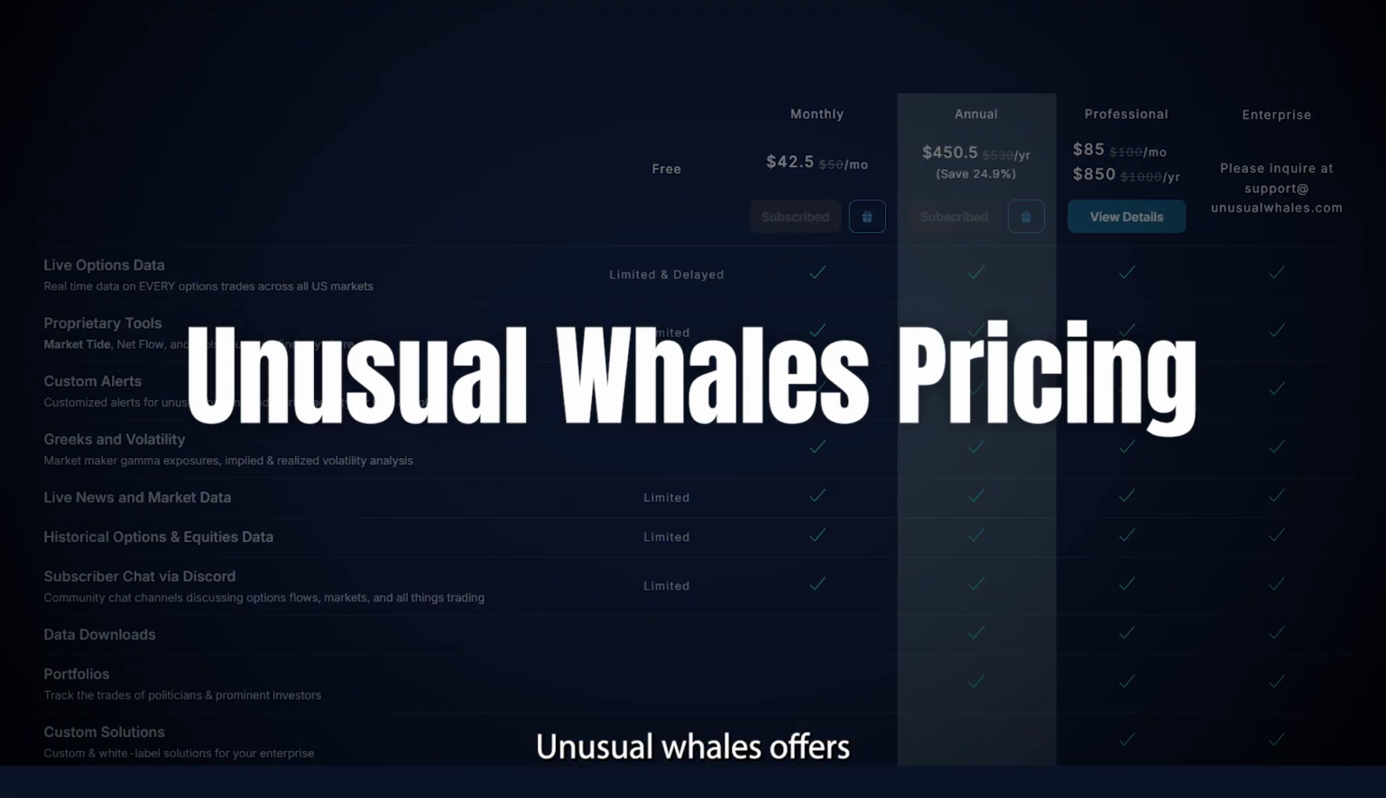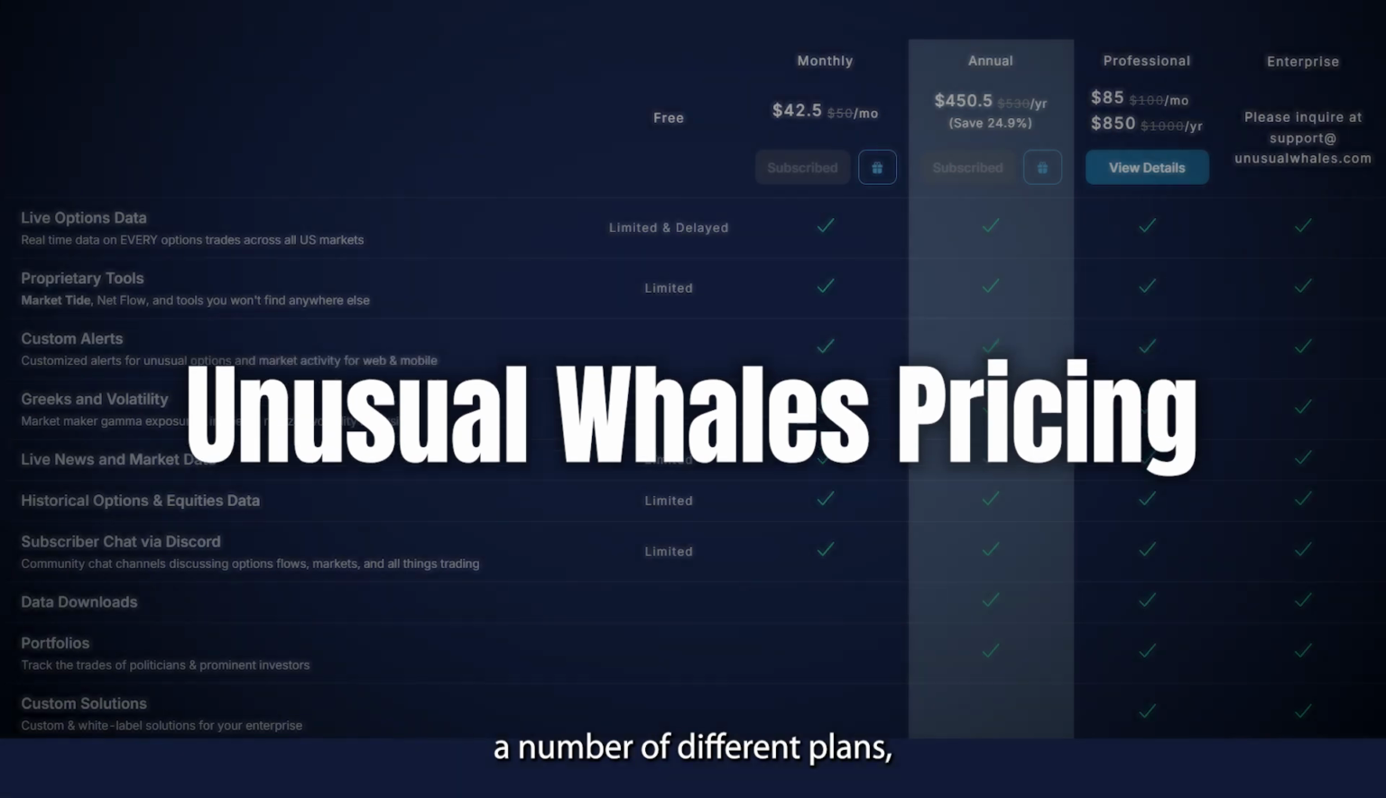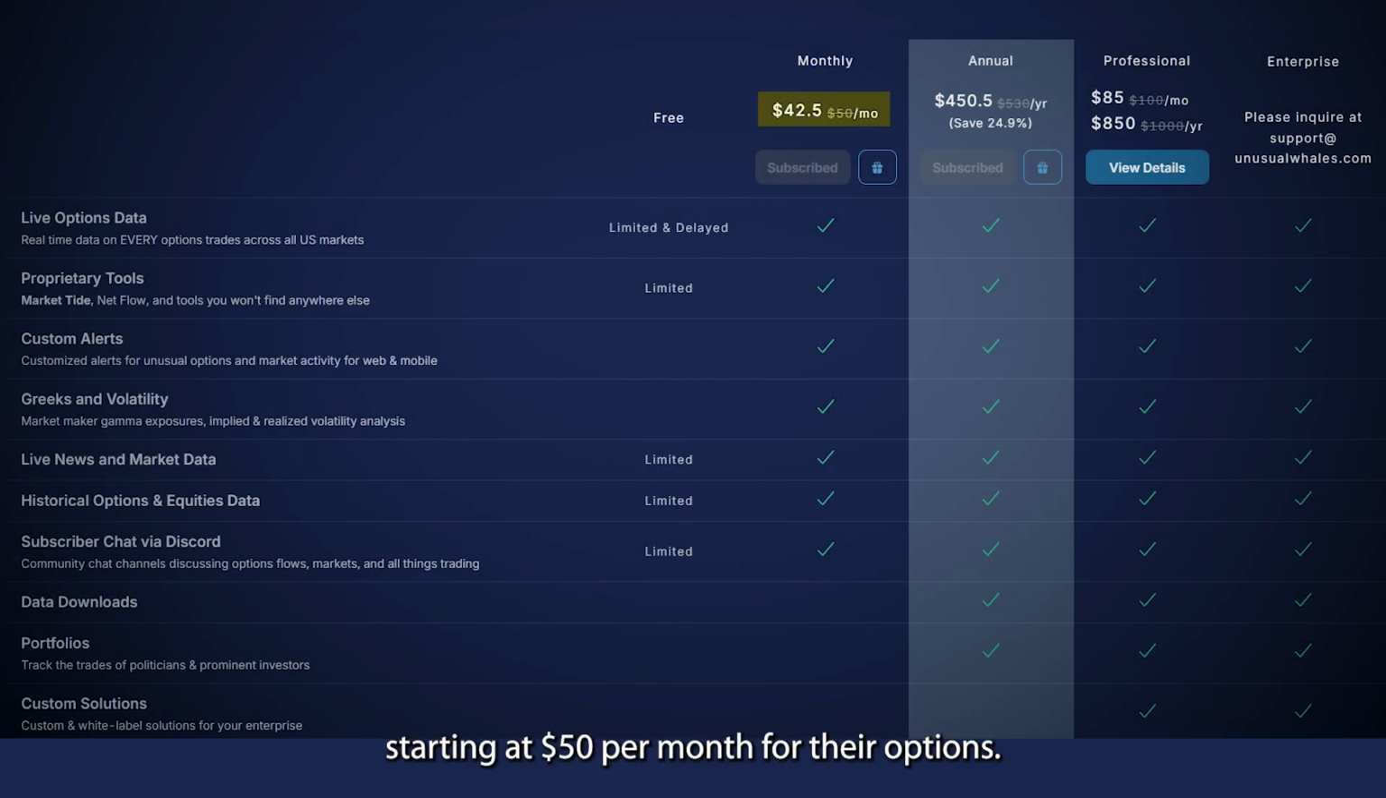For pricing, Unusual Whales offers a number of different plans, starting at $50 per month for their options flow. There is a free option, but it is pretty limited. It might be a good idea to test out to see if you like it.